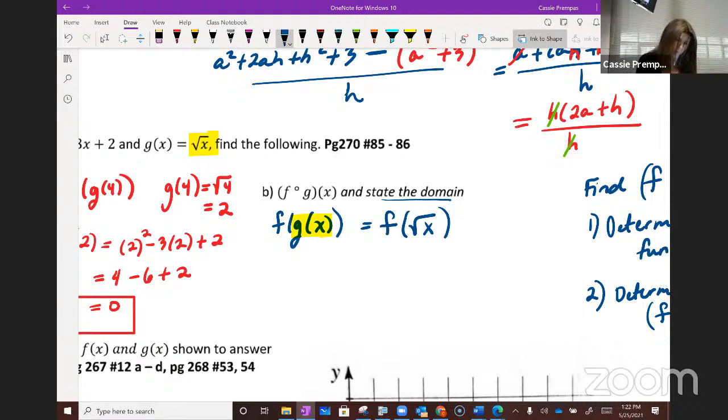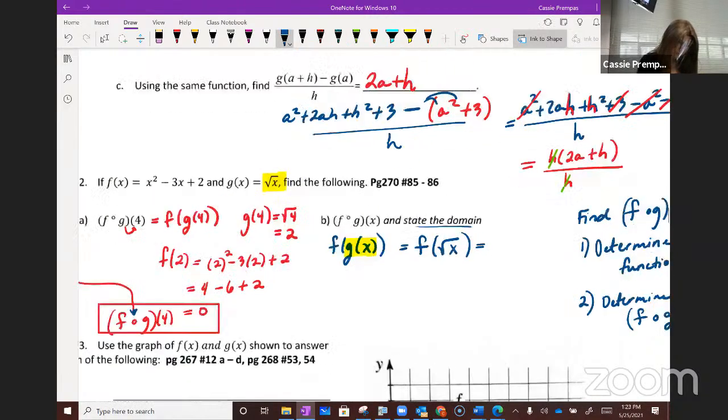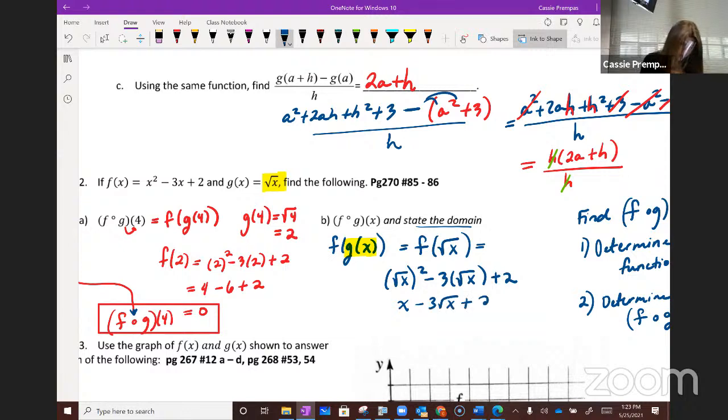Putting that in for x of function f would be the square root of x squared minus 3 times the square root of x plus 2. What happens when you take the square root of x and you square it? Good, the square root disappears, so it just becomes x minus 3 root x plus 2. So this is my answer for f of g of x. In fact, if I did this first, I could have just plugged in 4 for x and determined it would come out to be 0. But either of those are good.